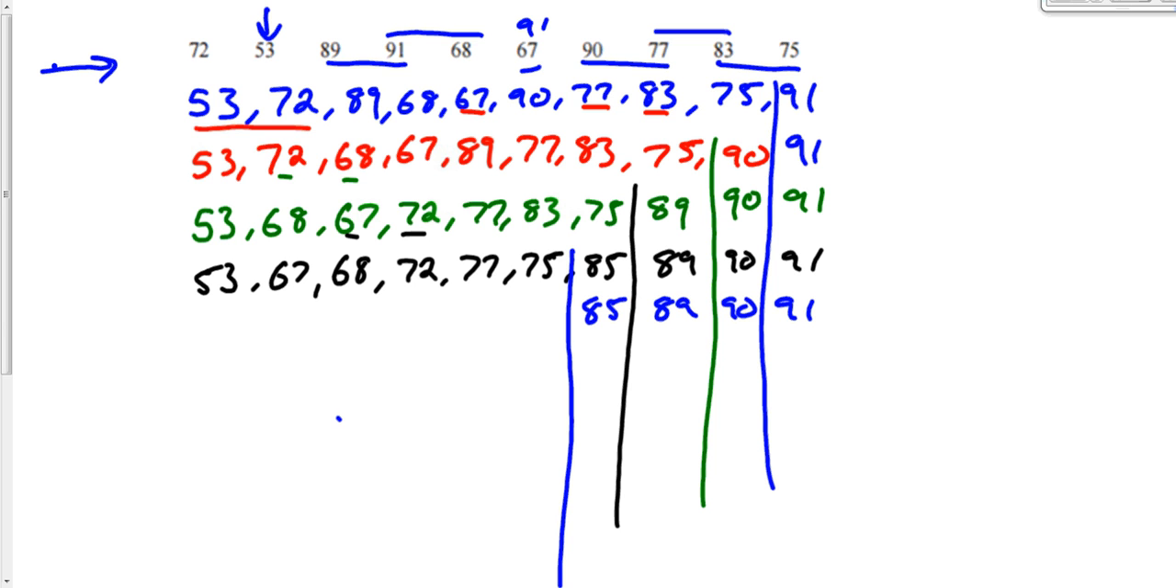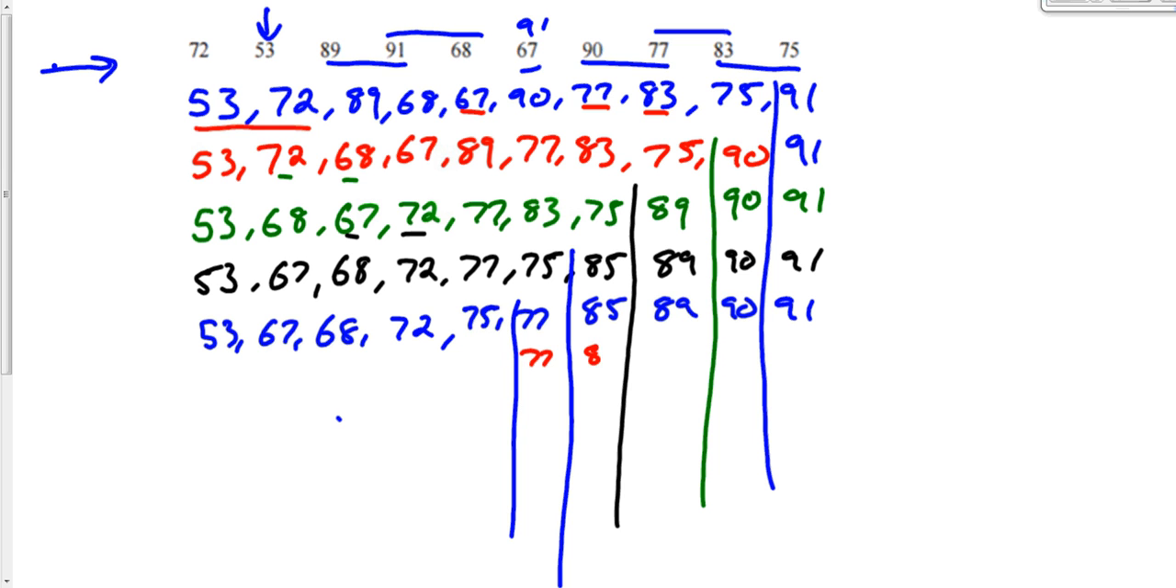We're then going to do another one, so we compare 73 and 67. That's correct. 67 and 68 is correct. 68 and 72 is correct. 72 and 77 is correct. 77 and 75 do swap, which means that these are correct. So now 77, 85, 89, 90 and 91 are all in the correct place.